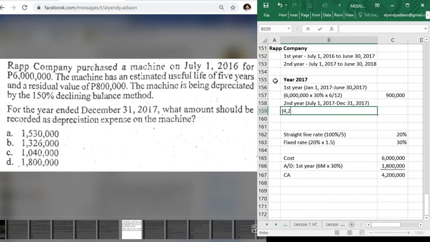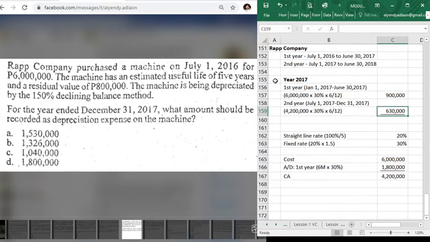Okay, so we have 4,200,000 multiplied by 30%. Now, take note, class, that July 1, 2017 to December 31, 2017, that is, again, 6 months. So, times 6 over 12. So, we now have 4,200,000 multiplied by 30% multiplied by 6 over 12, and then we can get 630,000. If we are going to add 900,000 plus 630,000, that is the depreciation for 2017 of 1,530,000.